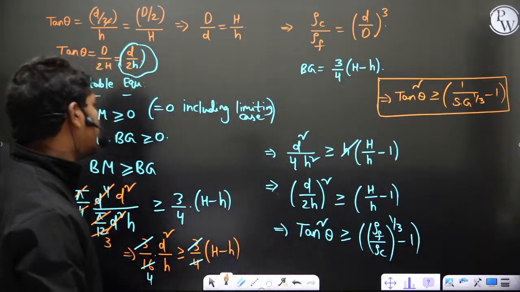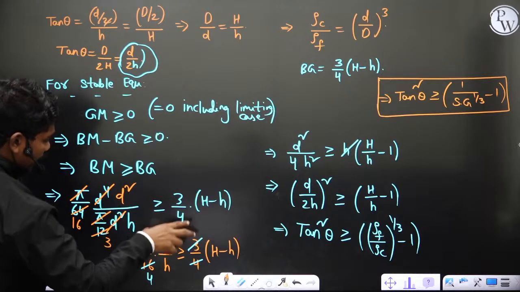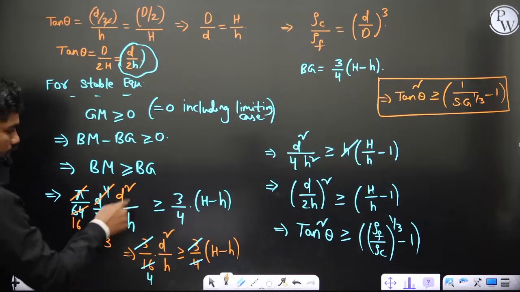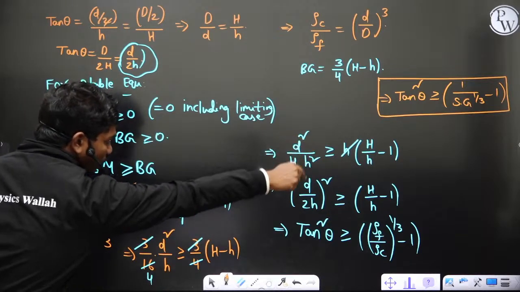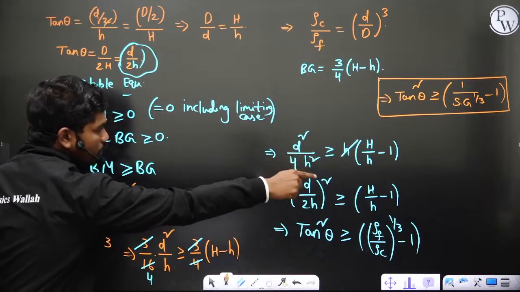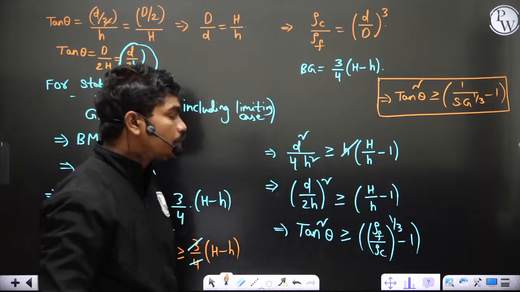Okay, look, it's very simple. BG we have identified, we have cancelled certain terms. We have d square by h, 3 got cancelled. Then d square by 4h, we imported one more h from this taking common, and we have written d by 2h whole square should be greater than h by small h minus 1 actually here.